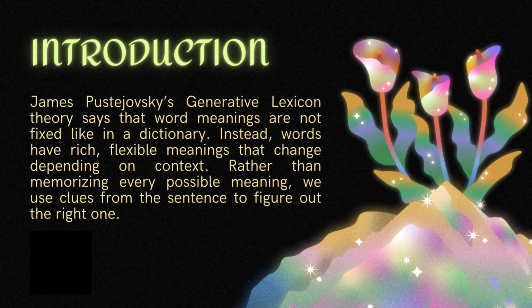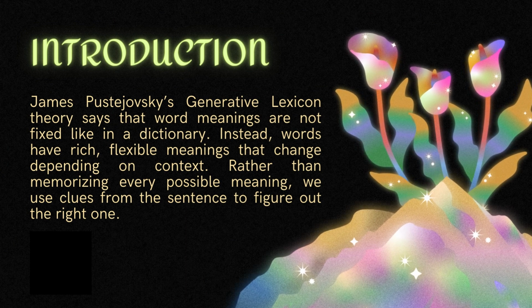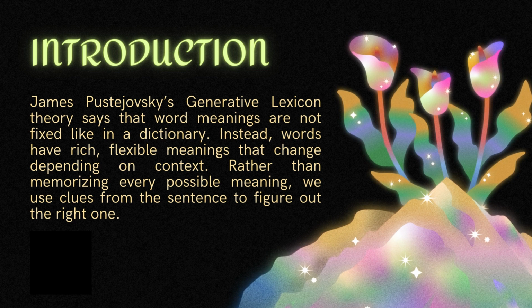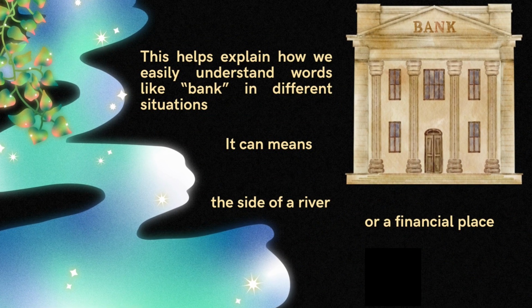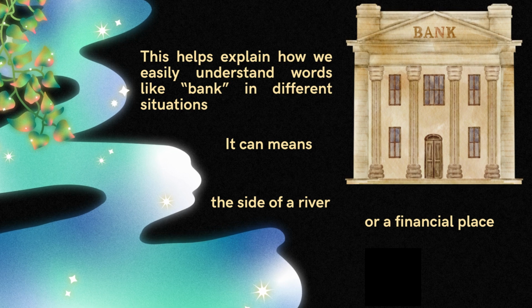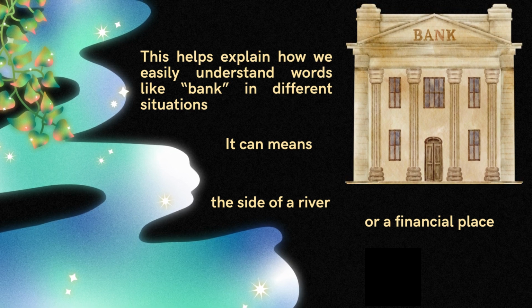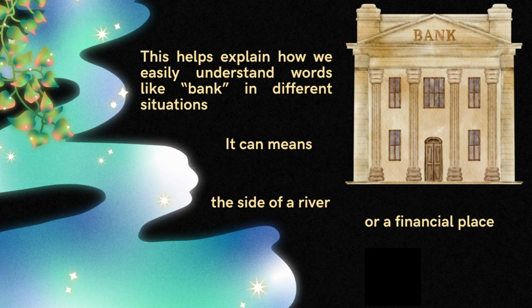James Pustejovsky's Generative Lexicon theory says that word meanings are not fixed like in a dictionary. Instead, words have rich, flexible meanings that change depending on context. Rather than memorizing every possible meaning, we use clues from the sentence to figure out the right one. This helps explain how we easily understand words like bank in different situations, whether it means a financial place or the side of a river.